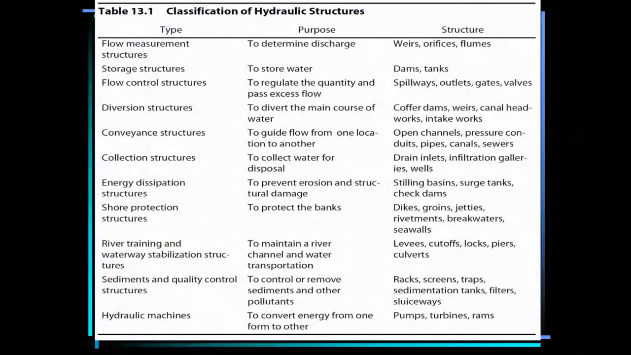So, some simple classification of hydraulic structures: we have this Table 13.1 where we have the type, purpose, and structure. For flow measurement structures, the purpose is to determine discharge. And normally we use weirs, orifices, flumes. All of this we'll look at in this chapter.